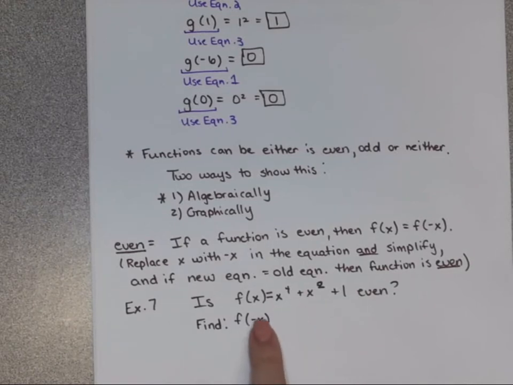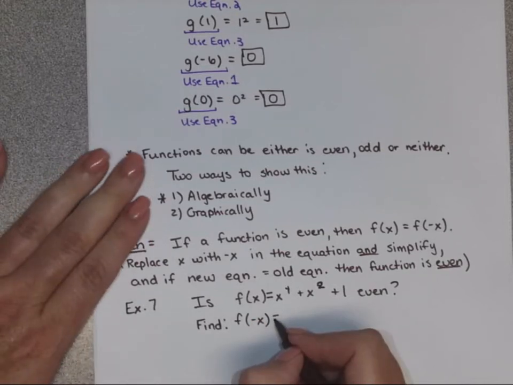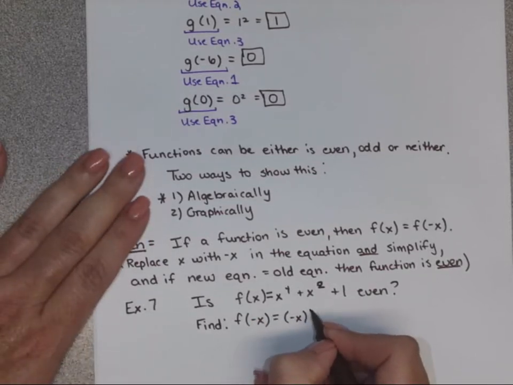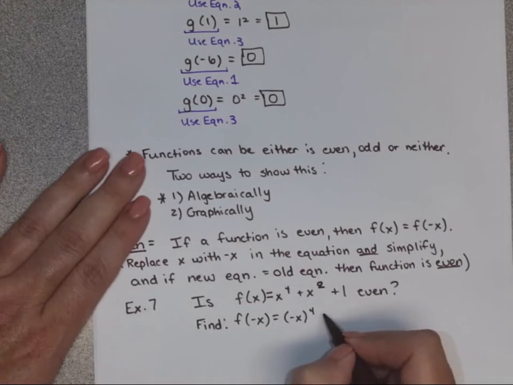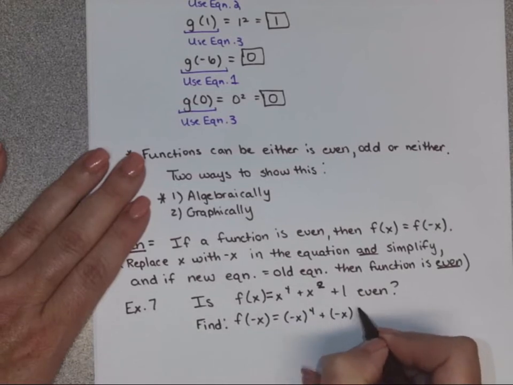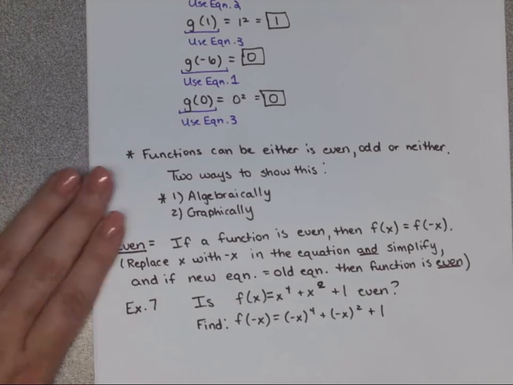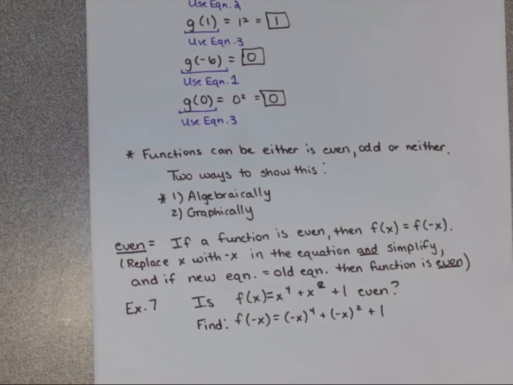What does f of negative x mean? It means go to your f equation and do what with that negative x? Plug it in for every x. Yeah, plug it in everywhere there's an x. So I'm going to get negative x in parentheses to the fourth power plus negative x in parentheses squared, and then plus 1. What we're trying to do is figure out if this new equation gives us the same thing as we had originally. But before we do that, go ahead and simplify.